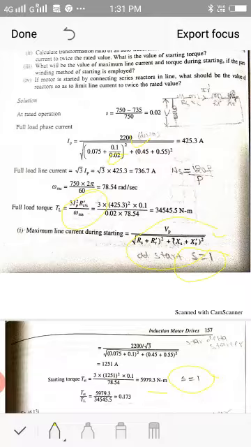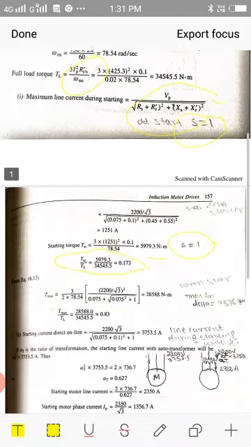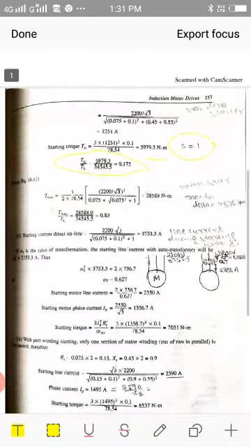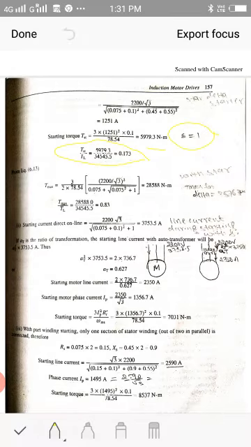this will be equal to 0.173. So always the starting torque and maximum torque are expressed as a ratio of full load torque. Okay, for proper analysis and easy understanding and easy comparison, they are going to express the starting torque as well as maximum torque as a ratio of full load torque. Okay, and this ratio we calculated as 0.173, and I need to calculate the maximum torque Tmax.